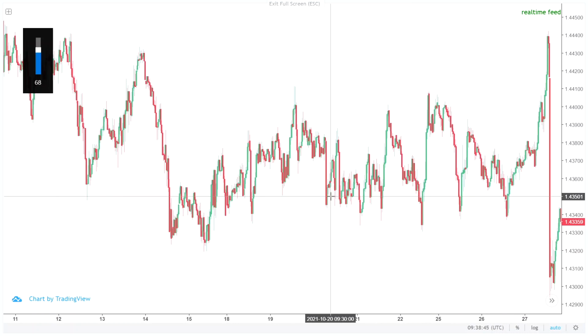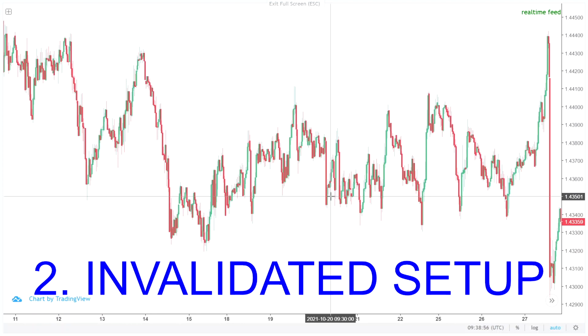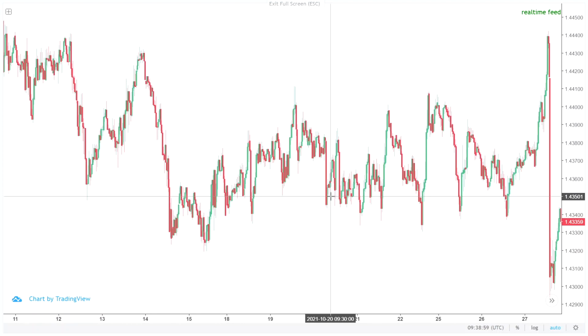Okay, hello guys. The next point you should use as a professional trader is when your setup is invalidated, when your setup is no more accurate, when you can't find your setup again.